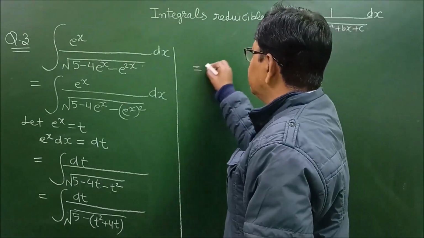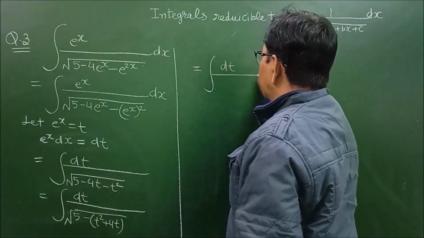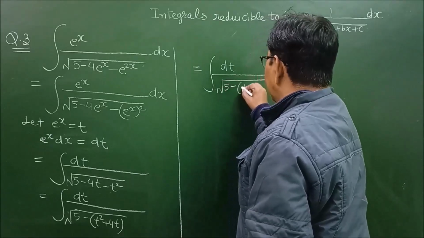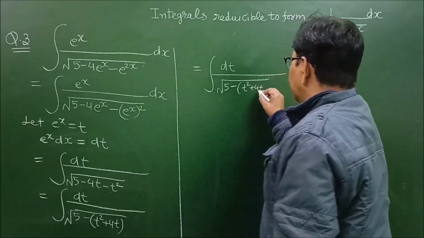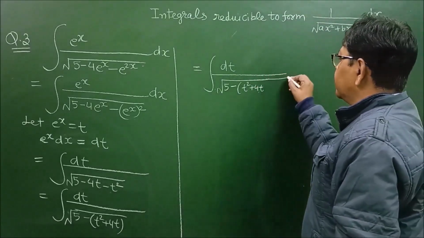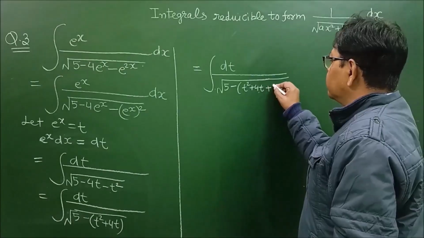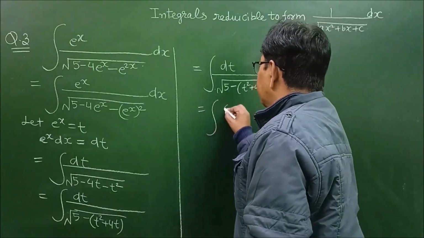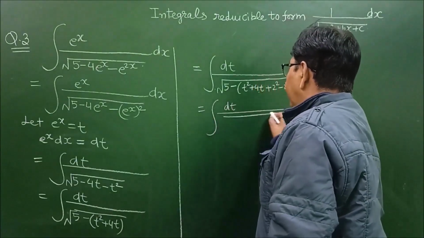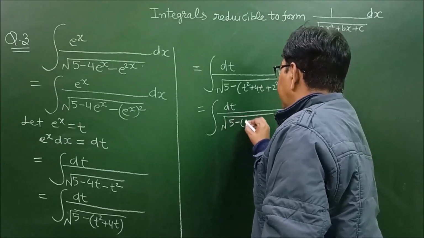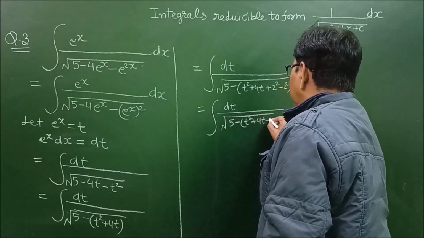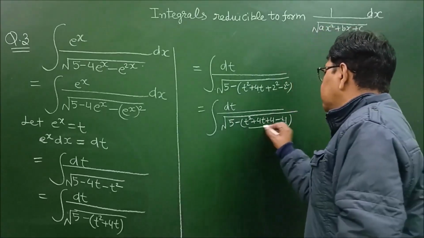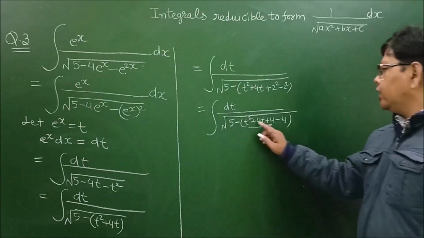So this integral reduces to dt upon under root of 5 minus (t square plus 4t), and adding the square of half the coefficient of t, that is 2 square, adding 2 square and subtracting 2 square. So this is equal to the integral of dt upon under root of 5 minus (t square plus 4t plus 4) plus 4, and these three terms make a perfect square. This is the whole square of t plus 2.